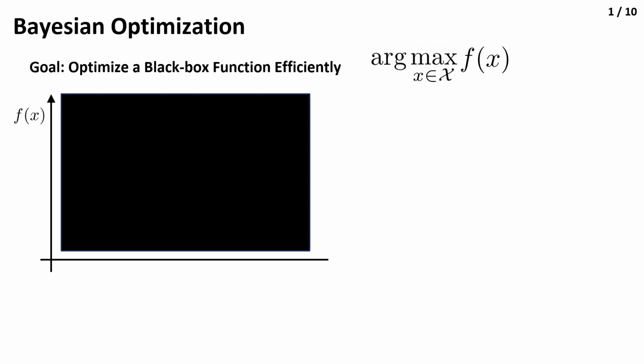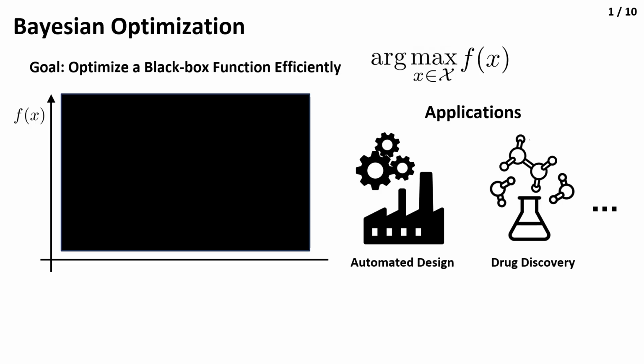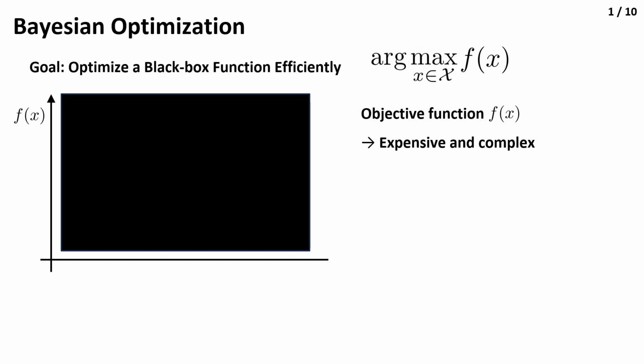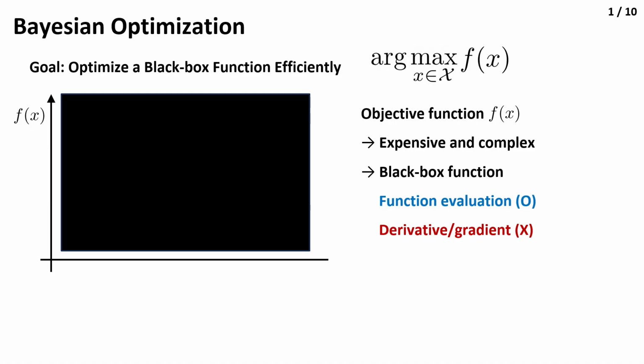In our case, the goal is to find the input that maximizes this function. It's widely used in applications like automated design, drug discovery, and more. The function we are trying to optimize is often complex and expensive, and it is a black box function. We can evaluate it, but we don't know other information like gradients.